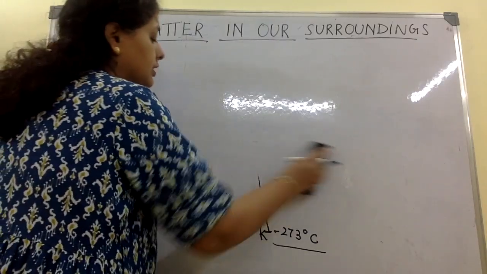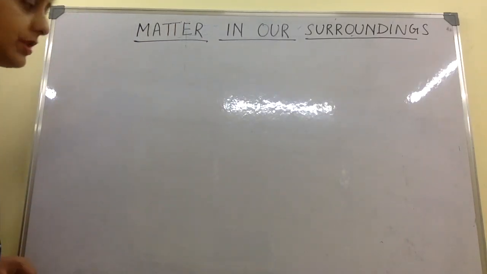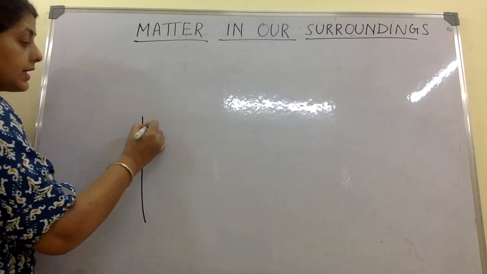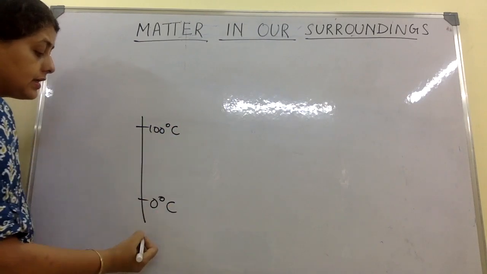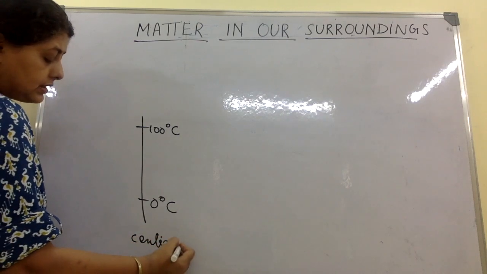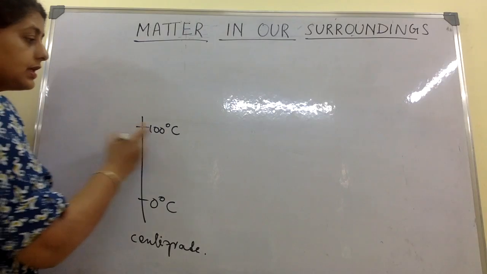Now let us talk about the different scales of temperature, because you get small numericals in this. If I talk about the centigrade scale, I have 100 degrees centigrade, which is the boiling point of water, and 0 degrees centigrade. This is the centigrade scale, 0 degree and 100 degree.